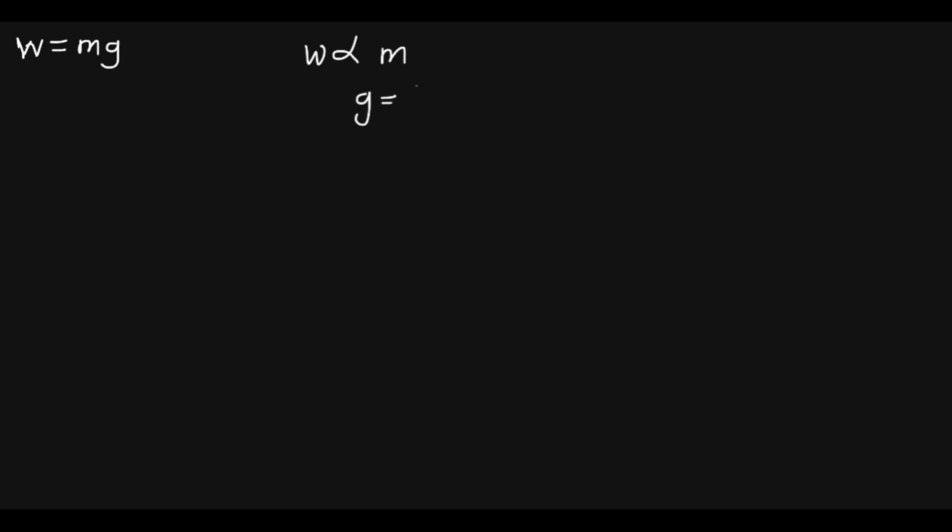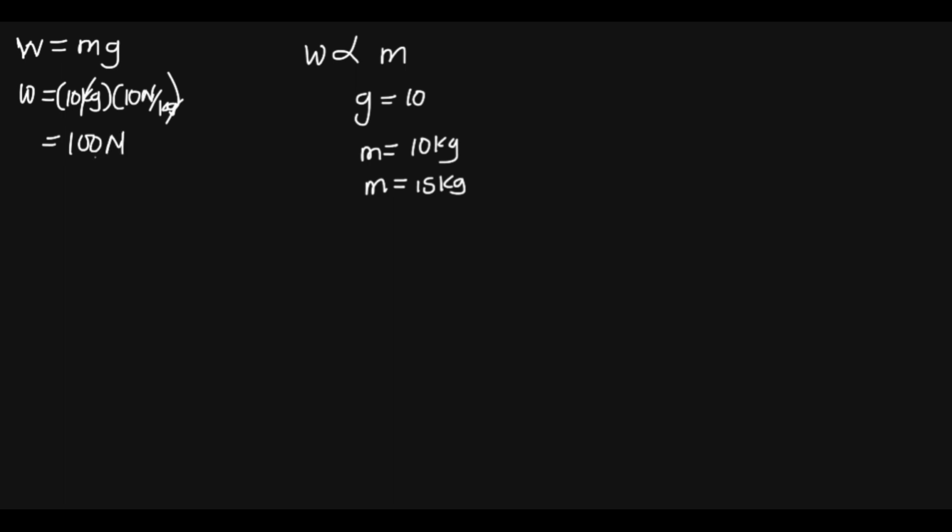Let's say we have gravity on Earth, we use 10. Now let's say the first mass we use is 10 kg. Then the second mass, we have changed from 10, let's say we have 15 kg. So let's calculate the first weight. Mass is 10 kg times our gravity, which is 10 newtons per kg. So here we are going to have 100 newtons. Let's calculate the weight now using the other mass. Our mass this time is 15 kg times our gravity, which remains the same. So 15 times 10 is 150 newtons.